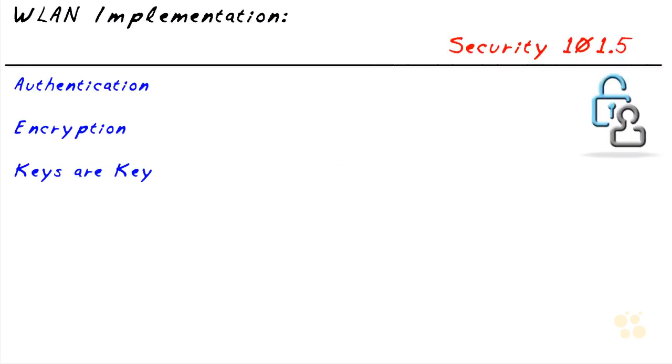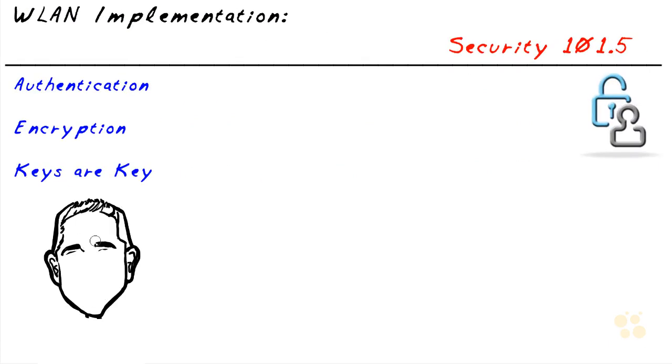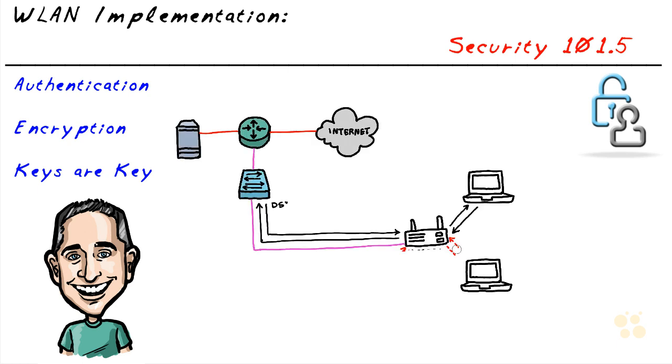In our example, we used a simple WEP key for both authentication before we allowed a device to get onto our wireless network, and that same WEP key would also be used for encrypting data as it's being sent over that wireless network.